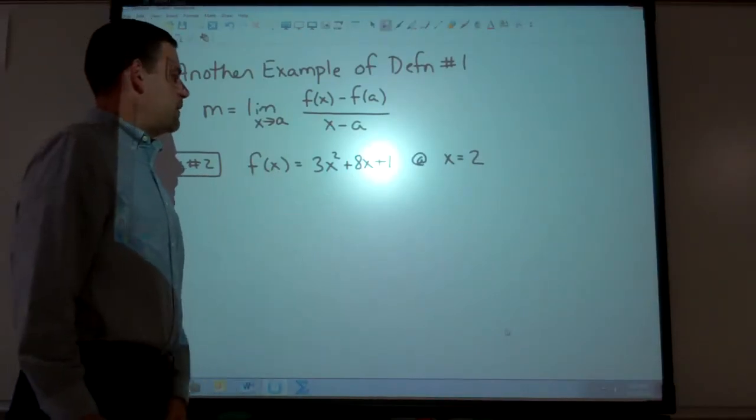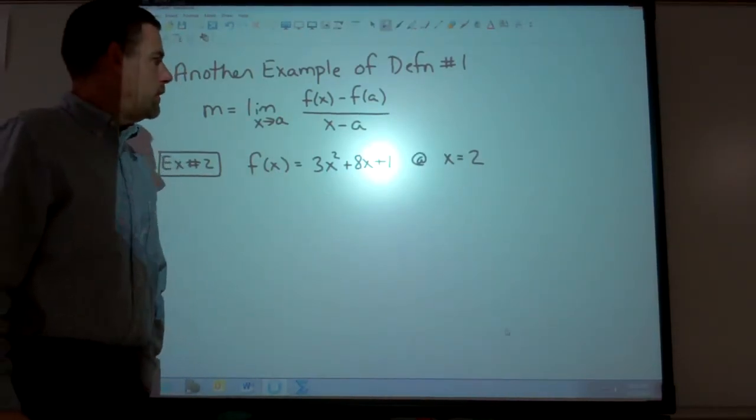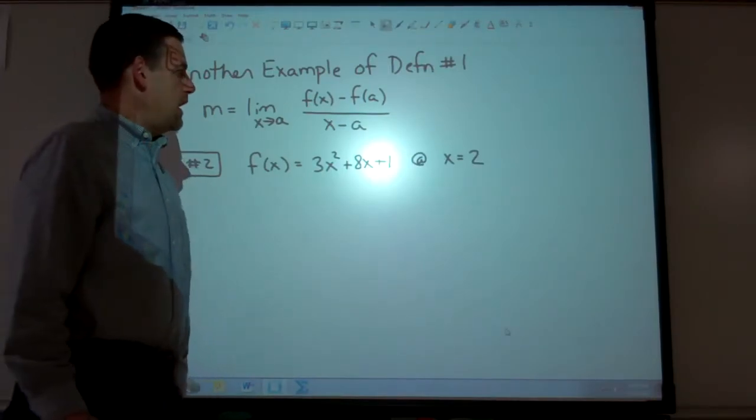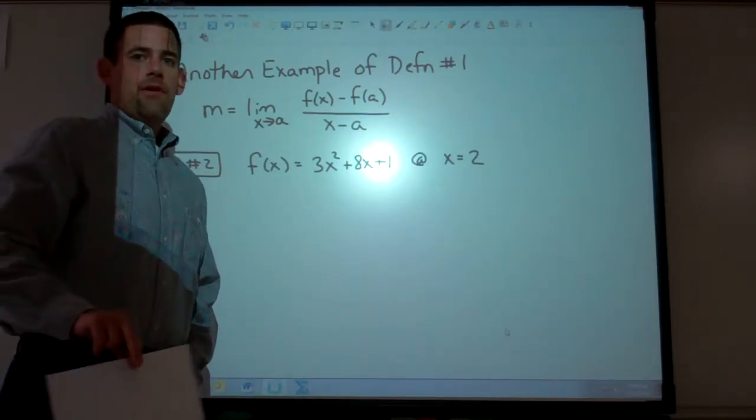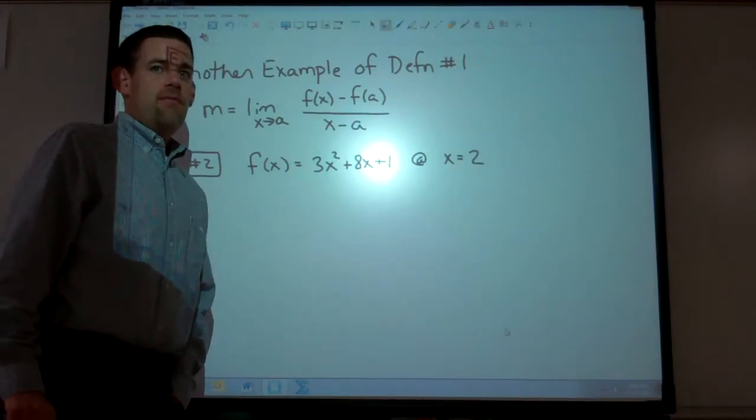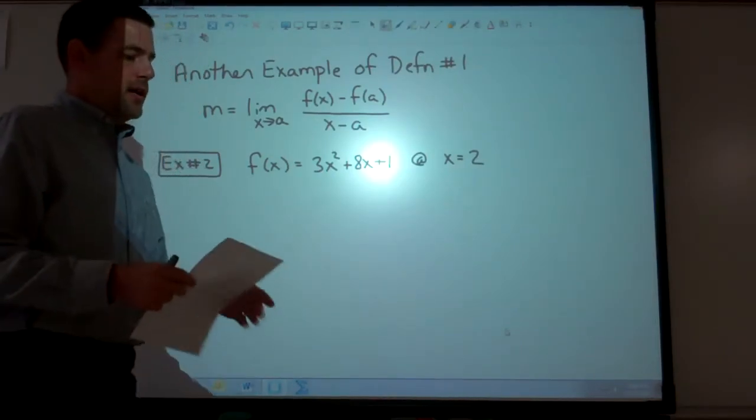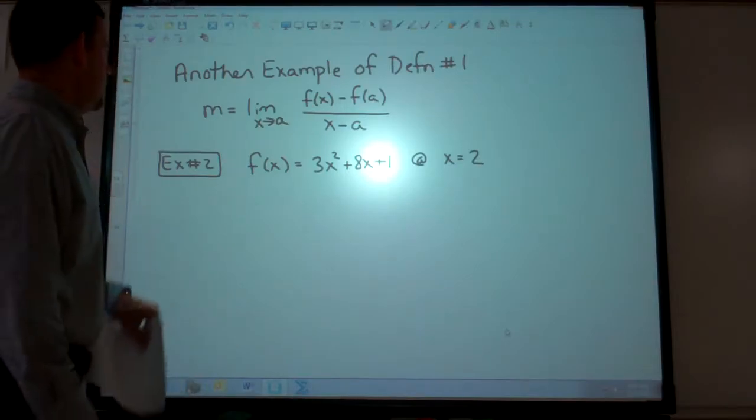We'll take another nice polynomial function, 3x squared plus 8x plus 1. I'm looking for the slope of the tangent line at x equals 2. If you want to pause the video right now and maybe try this yourself based on your notes, go ahead and try it. Otherwise, let's go through it together right now.